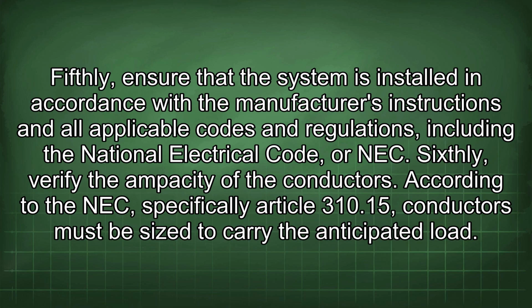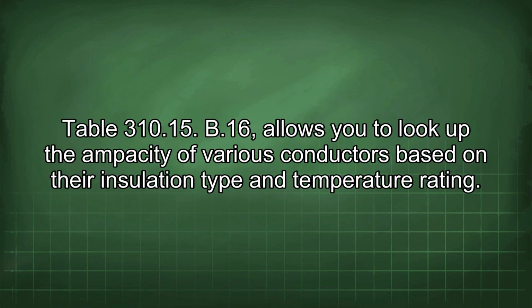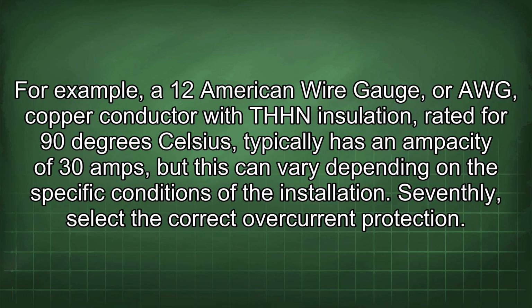According to the NEC, specifically Article 310.15, conductors must be sized to carry the anticipated load. Table 310.15(B)(16) allows you to look up the ampacity of various conductors based on their insulation type and temperature rating. For example, a 12 American wire gauge, or AWG, copper conductor with THHN insulation rated for 90 degrees Celsius typically has an ampacity of 30 amps, but this can vary depending on the specific conditions of the installation.